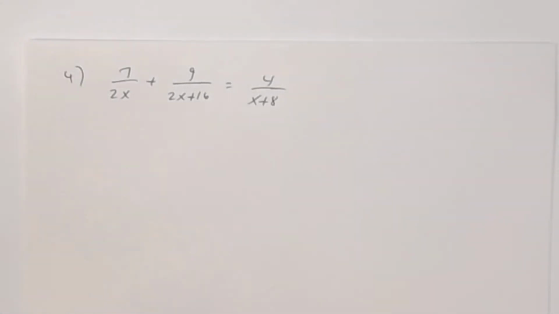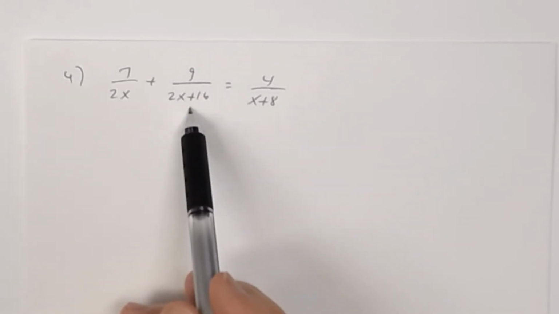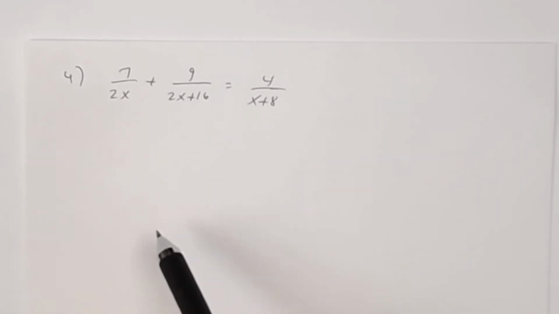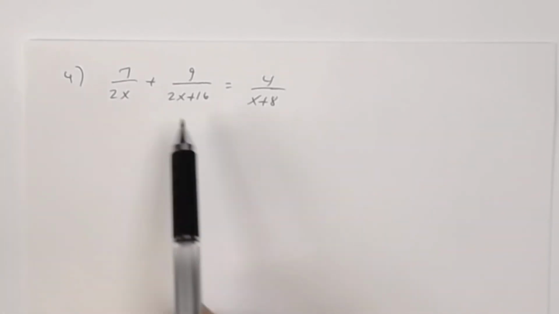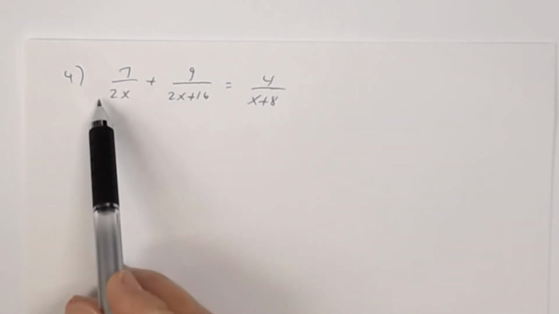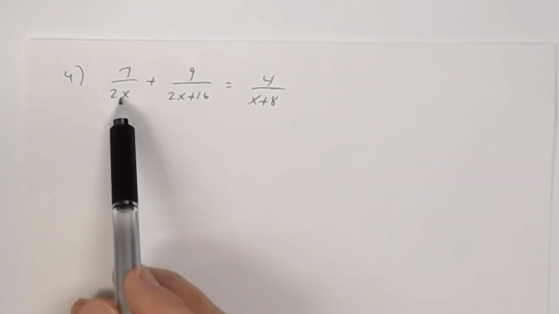Okay, so number 4, we have 7 divided by 2x plus 9 divided by 2x plus 16, and then equal 4 divided by x plus 8. So in solving a rational equation, the first thing you have to do is factor the denominators. Notice that these are monomial factors, so there's nothing to factor here.